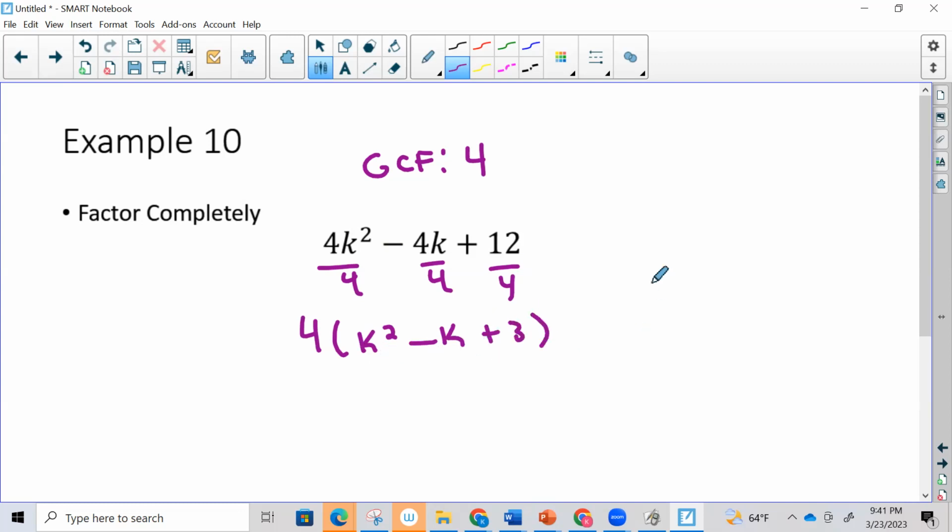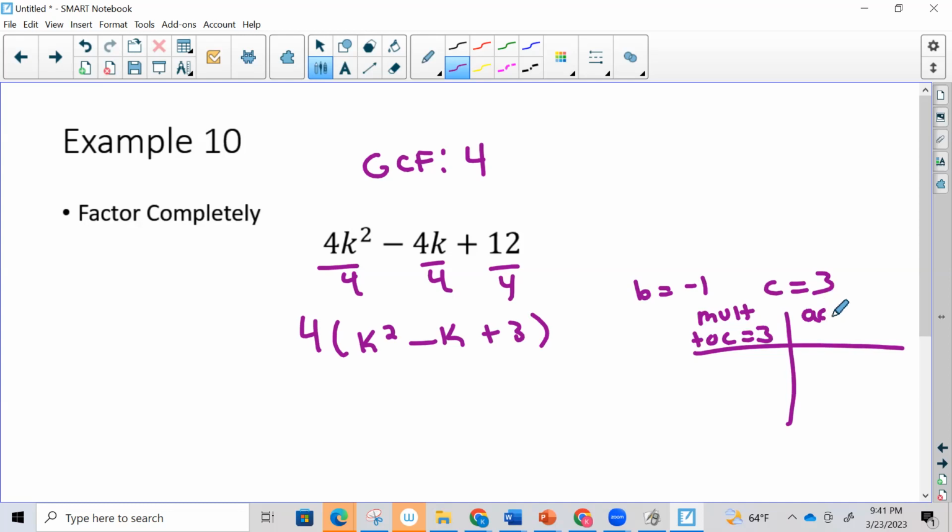Okay. And now I identify my B, I identify my C. We figure out what multiplies to C, which is 3, and adds to B, which is -1. Okay, so I need 3. It's a positive, so I either need a negative times a negative or a positive times a positive. So if I do -3 times -1, which adds to -4, that doesn't work.